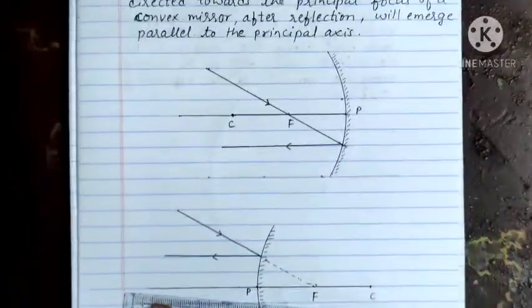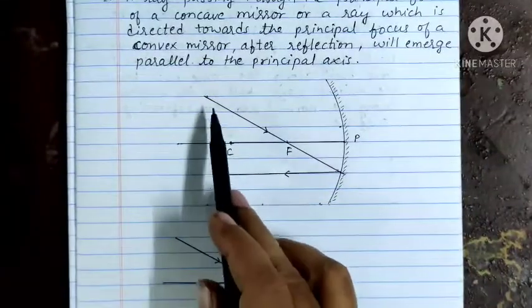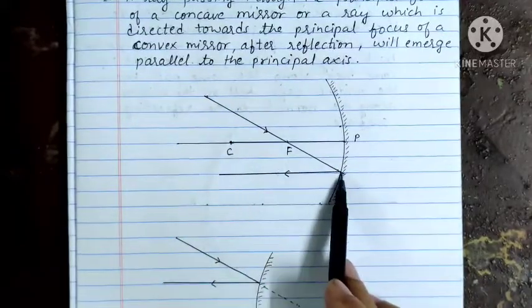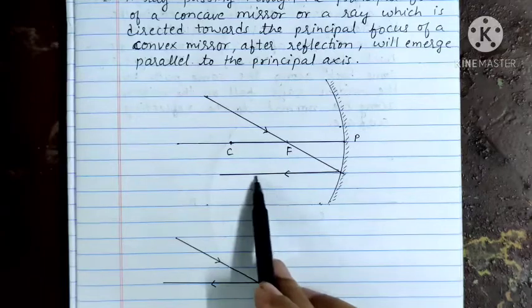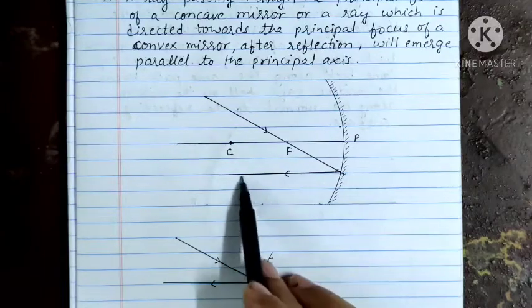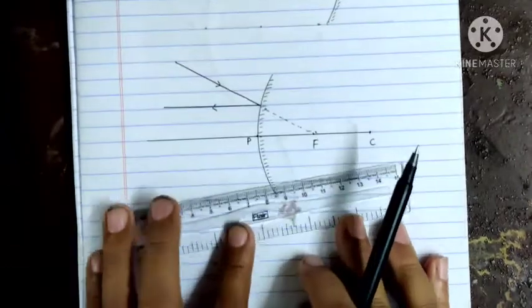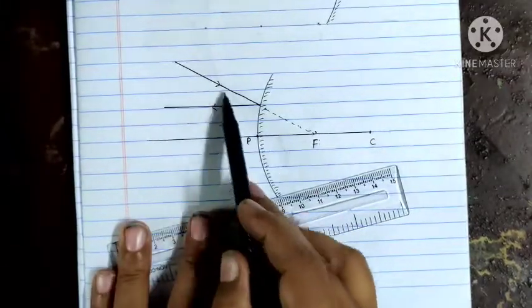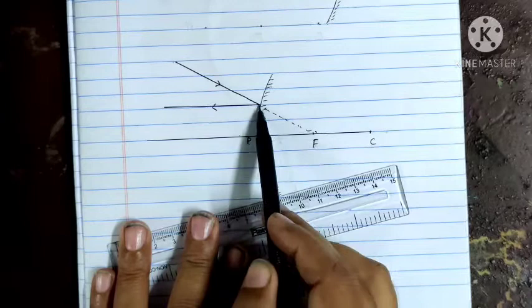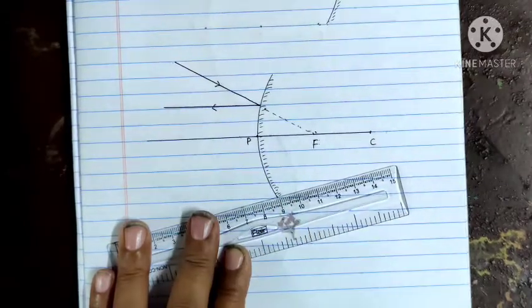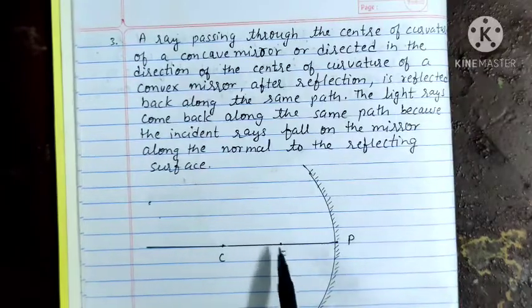As you can see here, in the first case, in the concave mirror, a ray passing through the principal focus, after reflection, goes parallel to the principal axis. And in the case of a convex mirror, you can see a ray of light directed towards the focus, after reflection, emerges parallel to the principal axis. Now let us take the third rule.